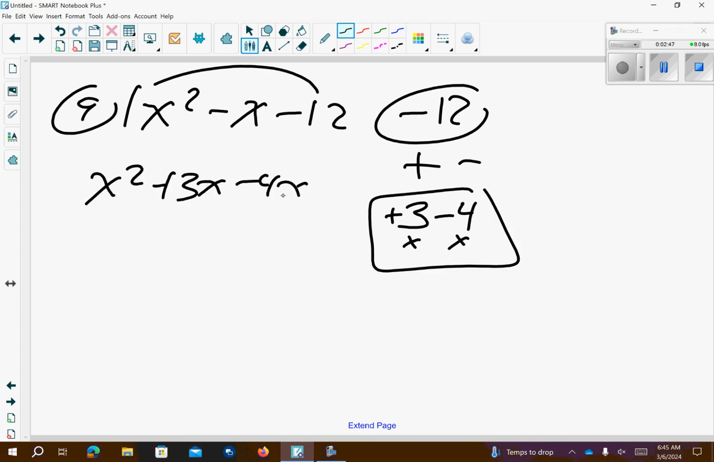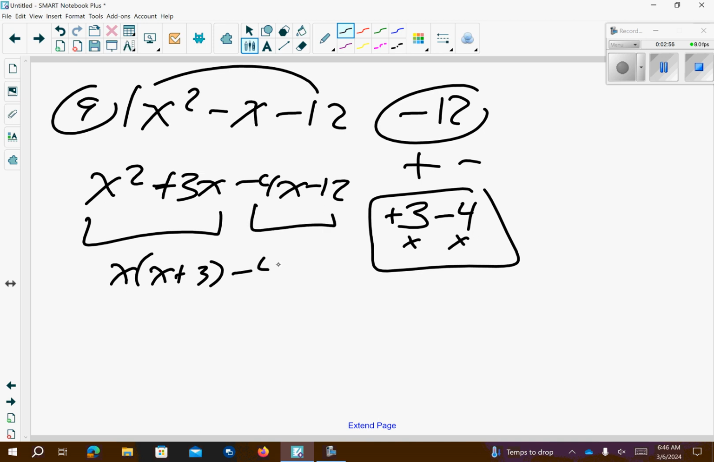Put these in whatever order you want. That's plus. Factor an x out, and x plus 3. Middle sign comes down. Factor a negative 4 out of both. Change the signs.